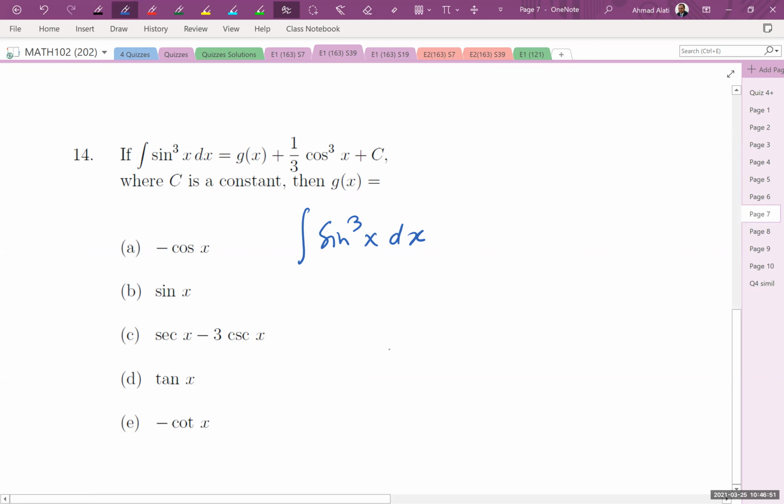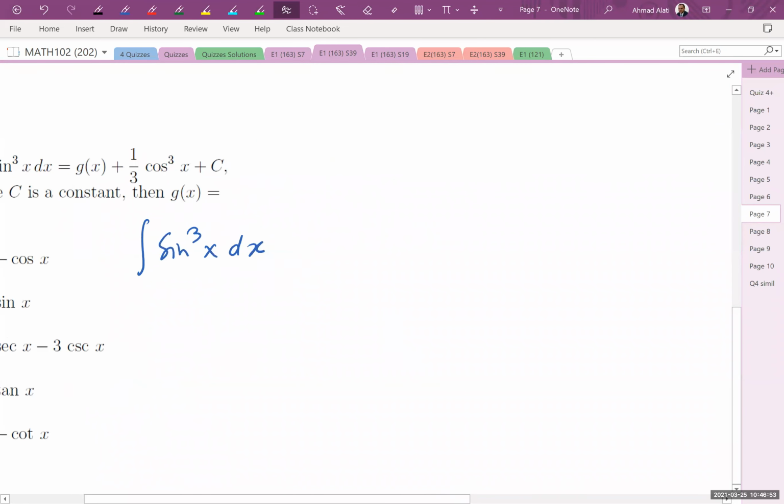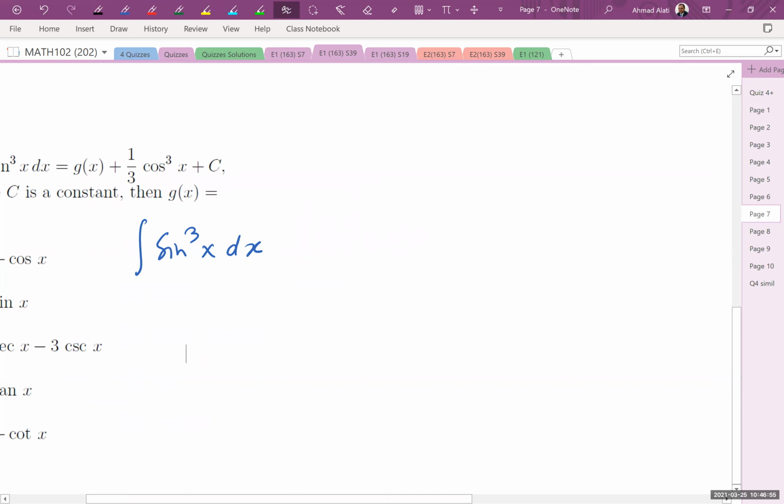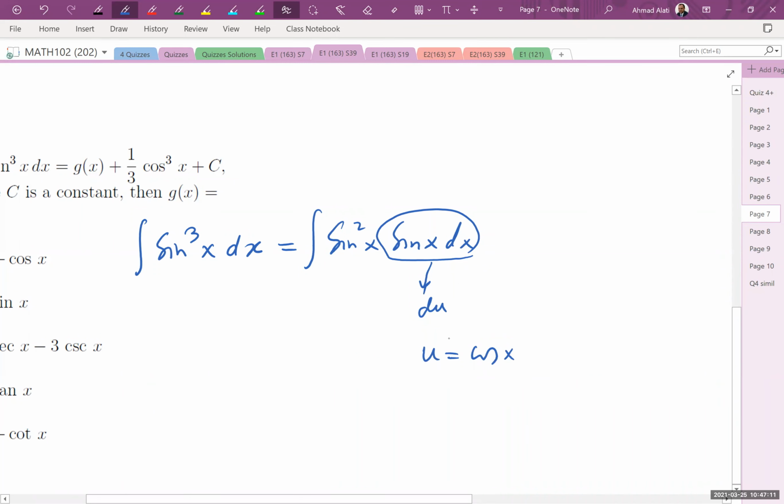Yes, we can say sine multiplied by sine squared. Yes, this is what Hussein said, and other students also mentioned it. So it is just 7.2. You need to save one sine as a factor. So this is du, and if this is du, this means that u is cosine x or negative cosine x. So now we need to have cosine here. This is why we will use the Pythagorean identity. So instead of sine squared, we will write 1 minus cosine squared, times sine x dx.